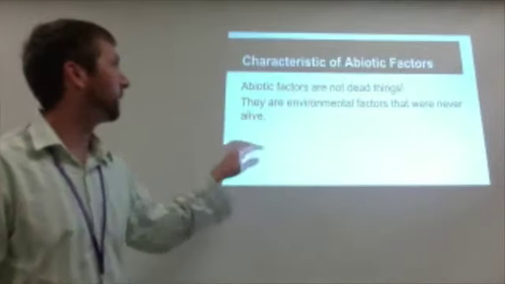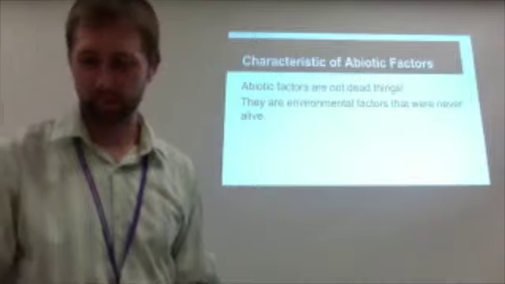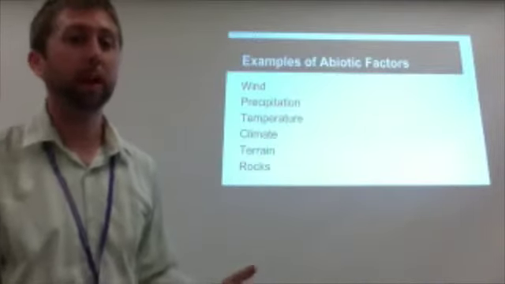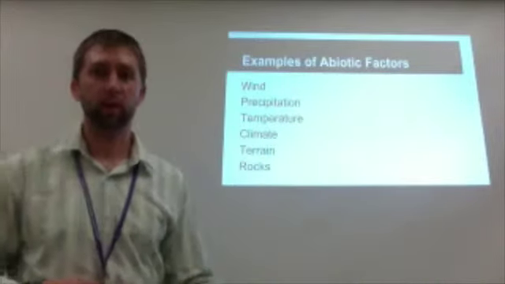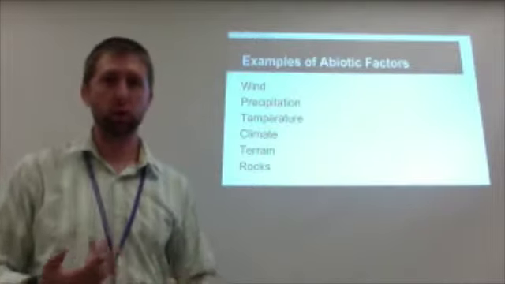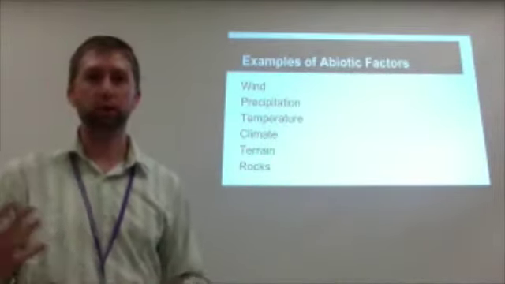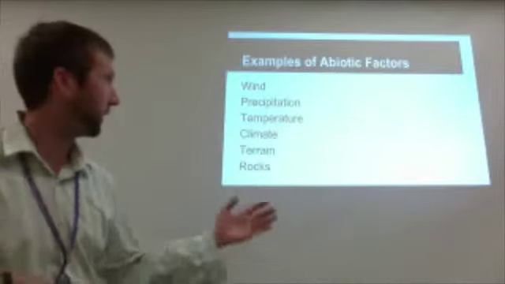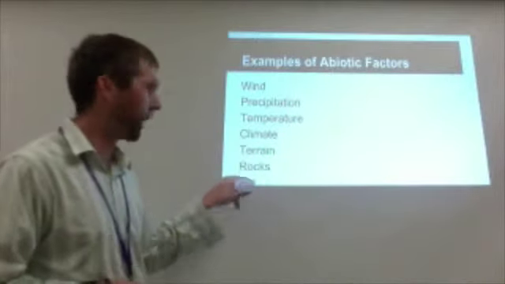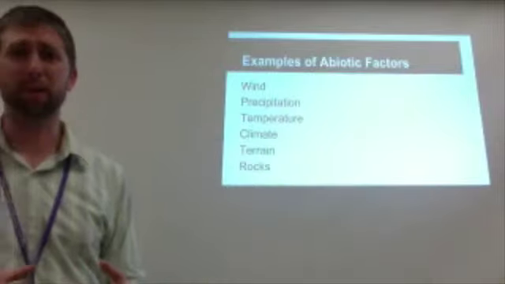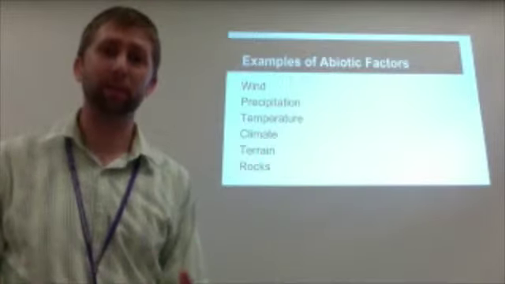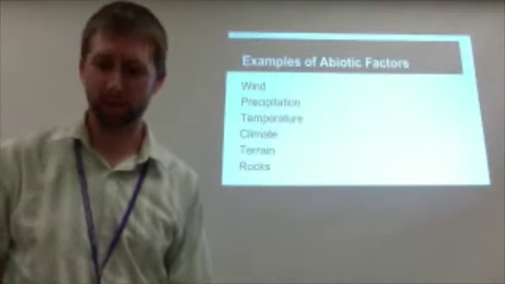So these are environmental factors that were never alive. Some examples: you could have wind, precipitation, which is rain and snow, the climate as a whole. That includes the temperature and the terrain. Also, we have the rocks. Anything that's a part of the environment but is not alive. These are things that affect living things.